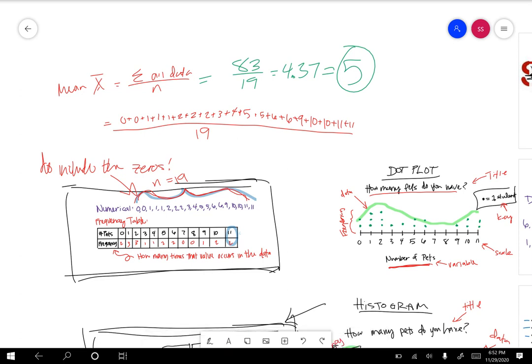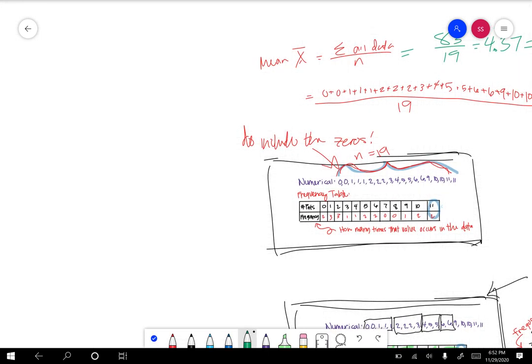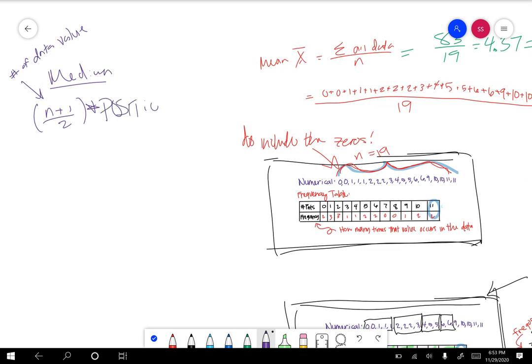So there's the mean. Let's do the median now. Median. Again, the formula for the median is n plus 1 divided by 2. So what that means is the number, remember that's the number of data values you have. And then you're going to add 1 divided by 2. Now again, this gives you position, not the actual median. Okay. This is very, very important.